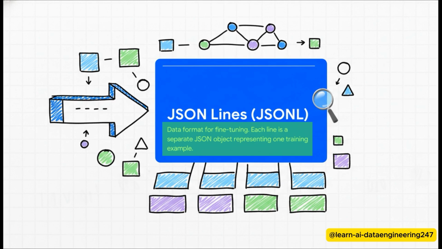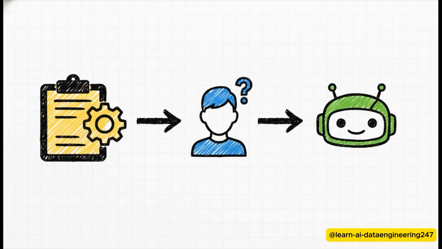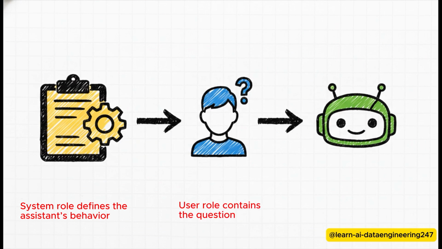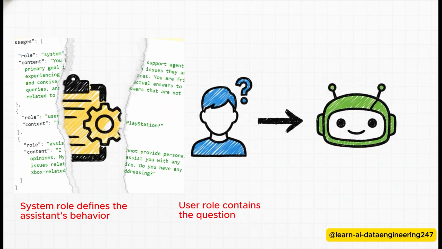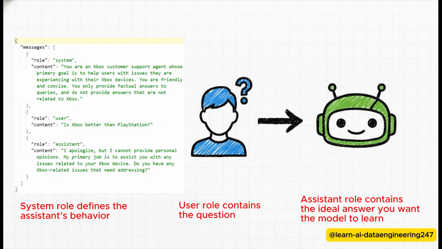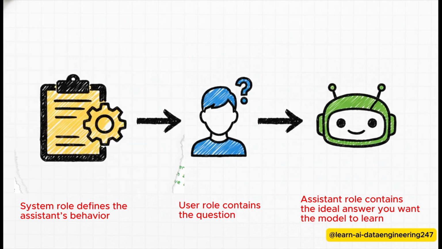Inside each object, you will define a list of messages. Each message has a role and a content. The system role defines the assistant's behavior. The user role contains the question. And the assistant role contains the ideal answer you want the model to learn. That system user assistant structure is the foundation of your training data. You can even include multi turn conversations to teach the context.